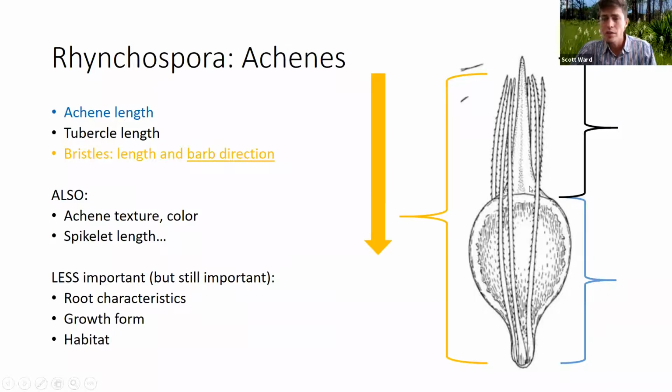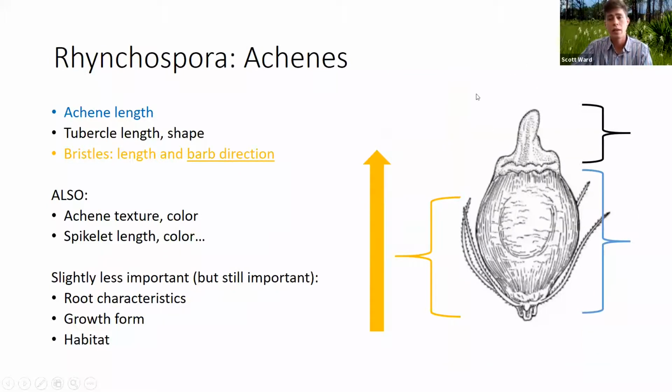You can see this tubercle is still pretty long, but not quite as long as the last species. But the barbs here are facing downwards. They're facing the base of the achene, the more proximal portion, right? So this is going to be in a small group that has retrorsely barbed bristles.